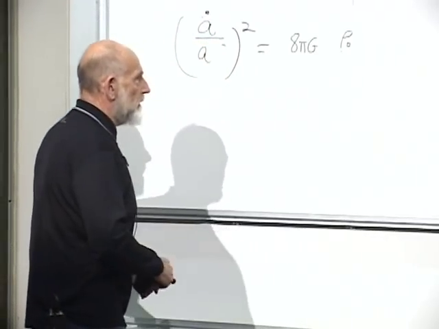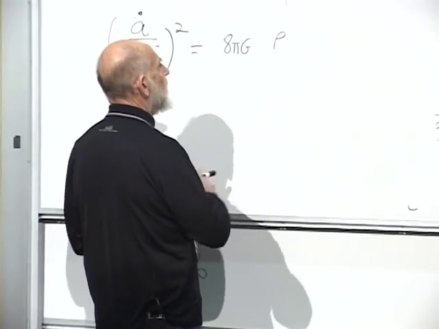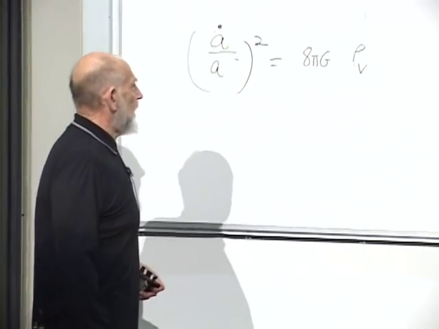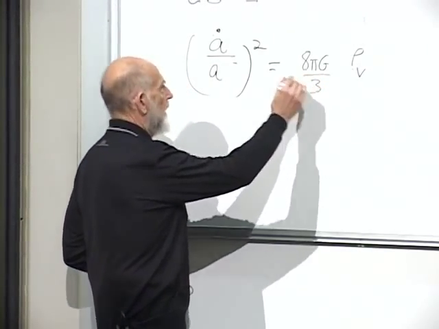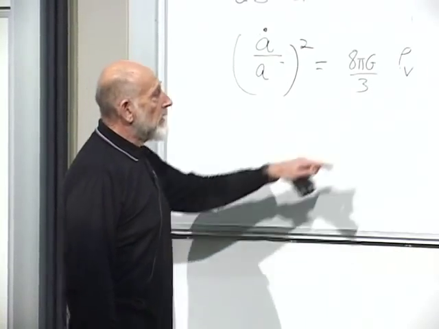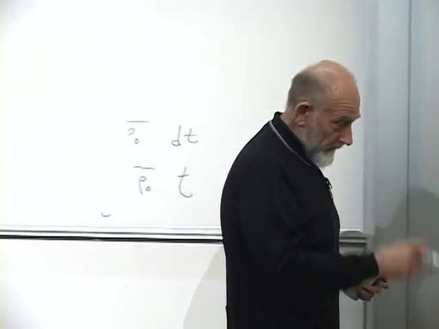does not vary as the universe expands. And let's just call it rho vacuum. Let's call it the vacuum energy density. Rho vacuum is 8 pi G over 3. Sorry, A dot over A squared is 8 pi G over 3 times this constant value of the energy density.